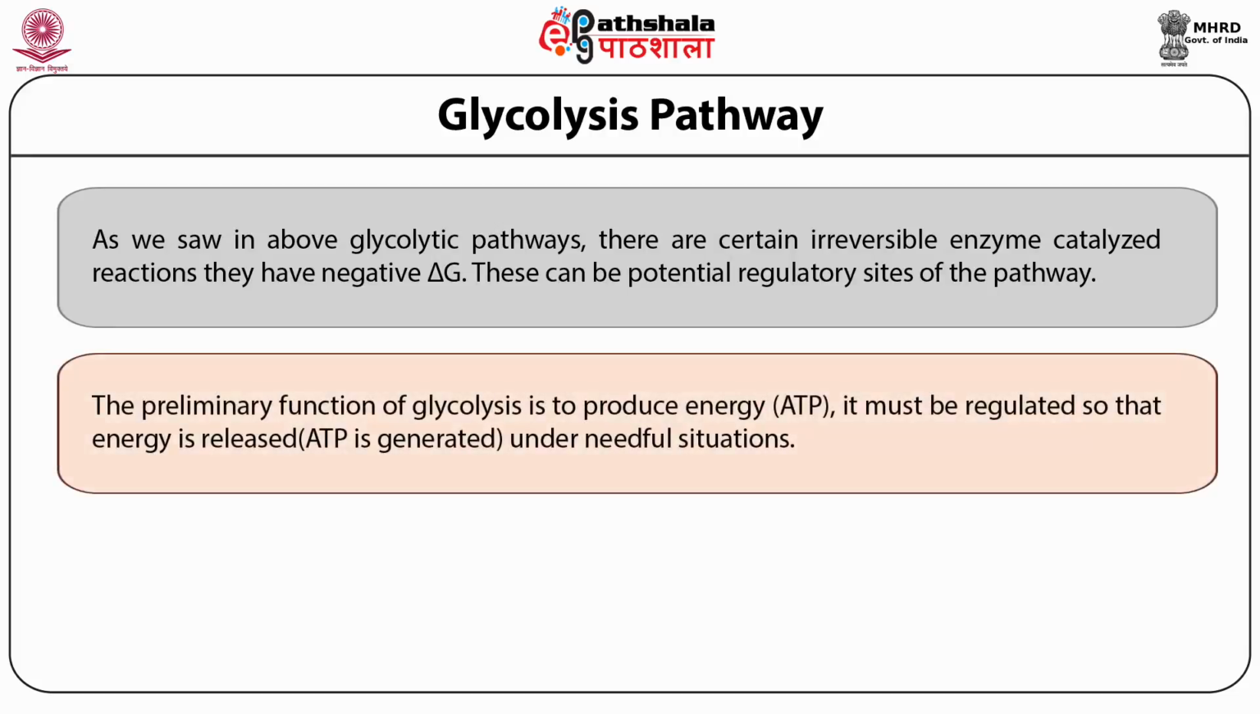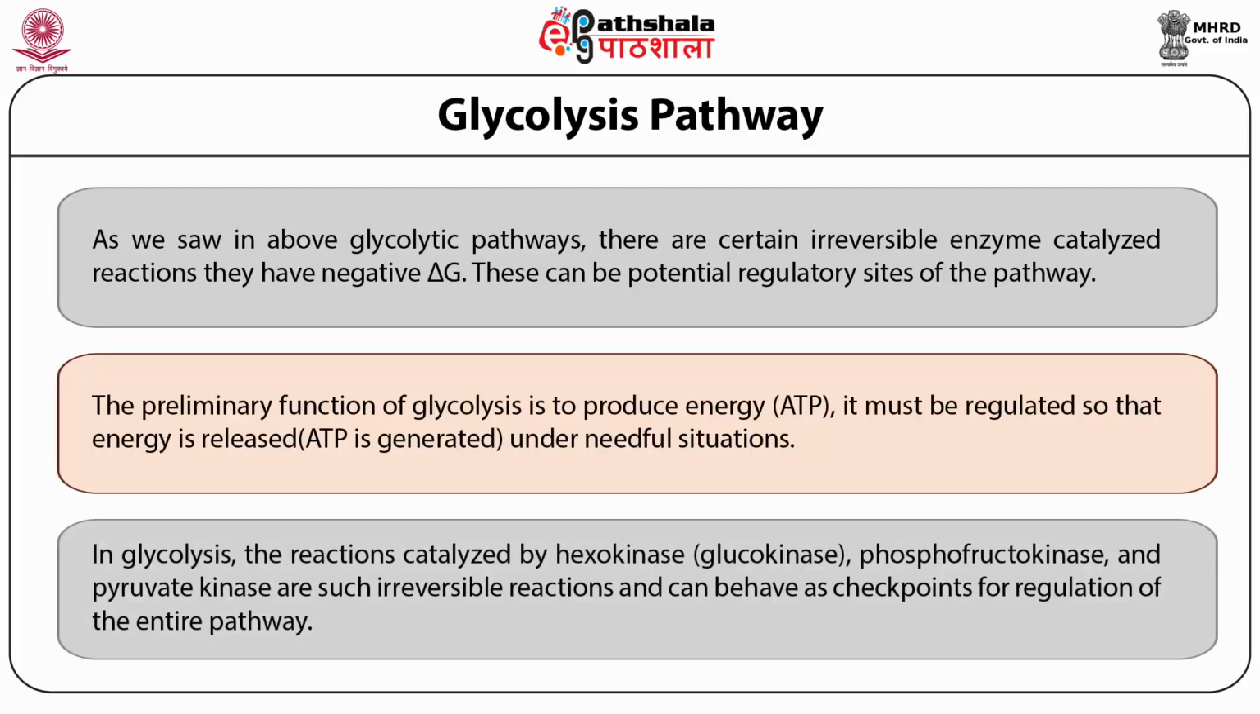The primary function of glycolysis is to produce energy. It must be regulated so that the energy is released in the form of ATP only in needful situations. In glycolysis, the reactions catalyzed by hexokinase, phosphofructokinase and pyruvate kinase are irreversible and can behave as a checkpoint for regulation of the entire pathway.